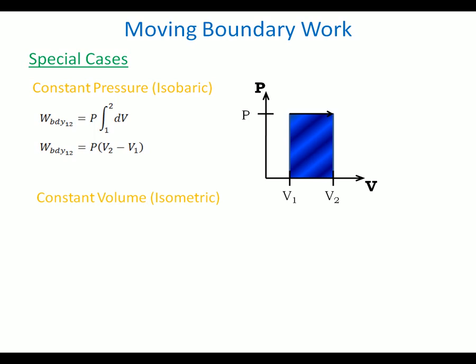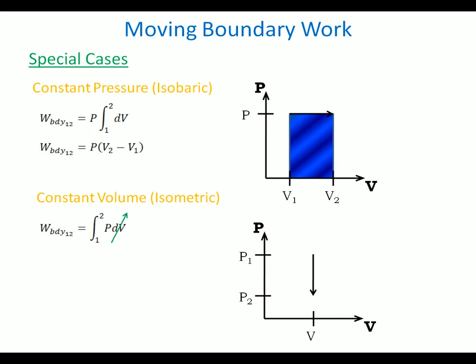Another special case is constant volume, called isometric here in the US, and isochoric in Europe and pretty much everywhere else in the world. For a constant volume situation, we have pressure starting out at 1, and we change the pressure, but the volume never changes. Looking at our equation again, boundary work is the integral from 1 to 2 of pressure times the change in the volume.